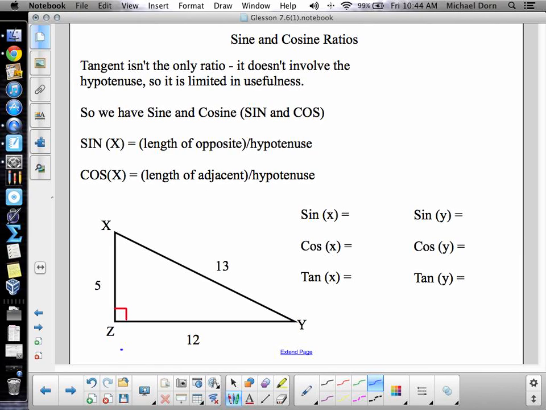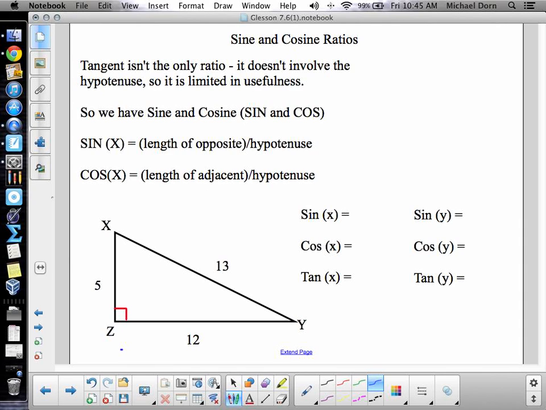Okay. Just like tangent was opposite over adjacent, sine and cosine also have ratios associated with them. The sine ratio is opposite over hypotenuse. The cosine is adjacent over hypotenuse. So tangent only involves opposite and adjacent. Sine and cosine involve opposite or adjacent and hypotenuse. So it gives us a little bit more power.